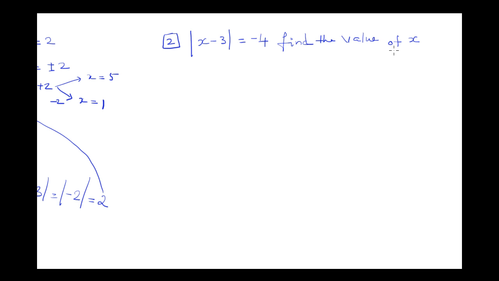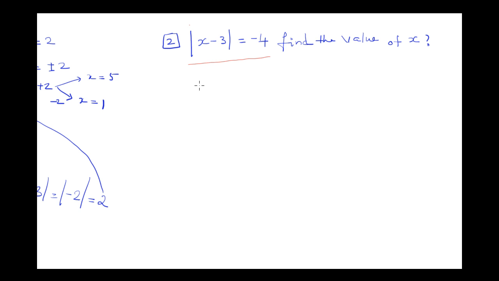Let's analyze this. Absolute of x minus 3 is equal to minus 4. There is a problem. See, absolute of x minus 3, we know it can never be a negative number because absolute of any number is the distance from the origin. It's a distance. It has always to be positive. So absolute of x minus 3 equal to minus 4 never occurs. It's impossible. So this problem does not have any solution.